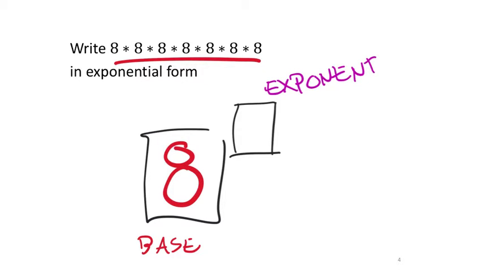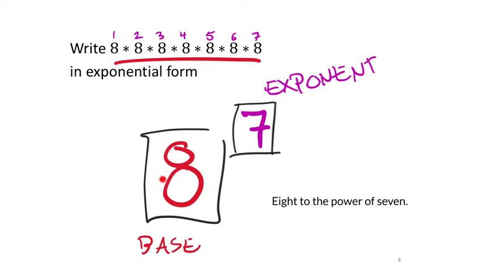I don't care how many there are. It's just that that is the number that's being repeatedly multiplied. And then the exponent is how many there are. Well, we can count them up here. There's 1, 2, 3, 4, 5, 6, 7 of these 8s. So that means our exponent is 7. And it even reads, this would be 8 to the power of 7, okay? Now the nice thing is that mathematical symbols shorten that so we don't have to write all that.